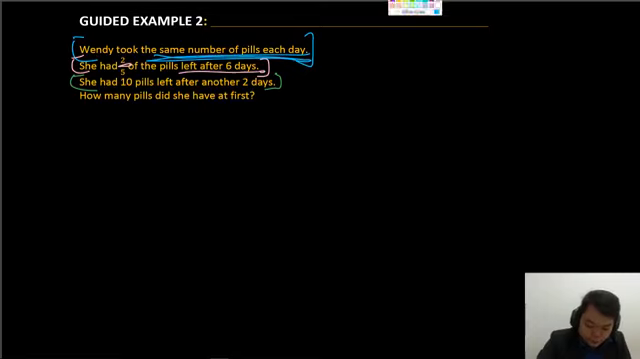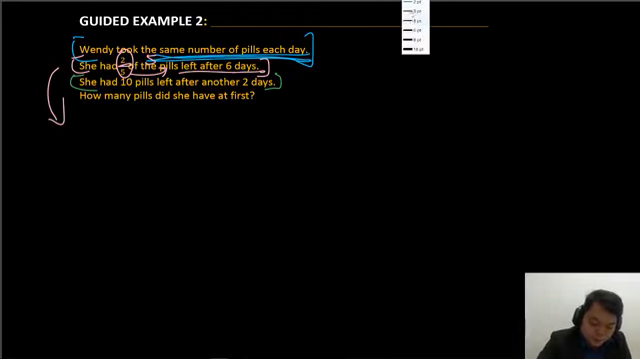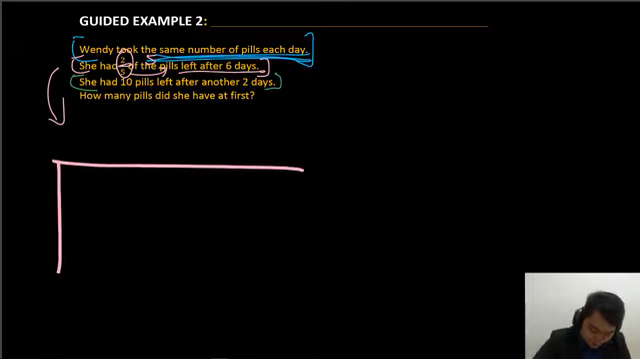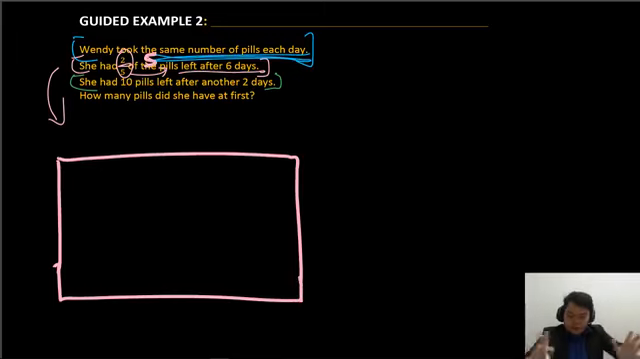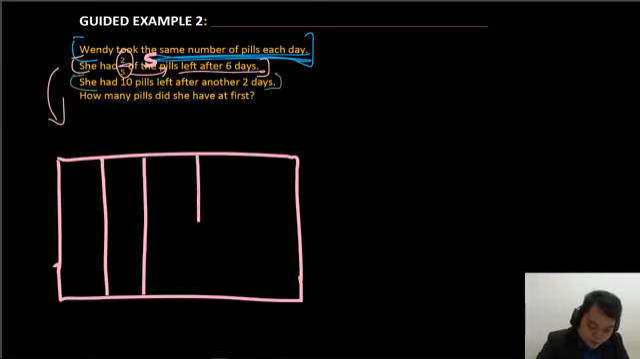So let's define this problem first. Let's look at this pink statement here. She had 2/5 of the pills left after 6 days. What does this mean? This means to say that we want to draw one big fat model with 5 columns to represent this situation. We can draw out this rectangle to represent the total number of pills that she had. And we cut it into 5 equal portions.